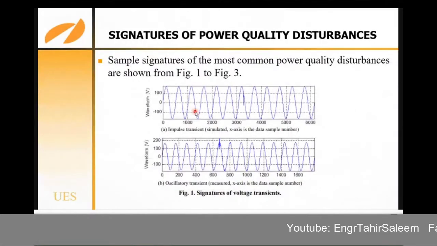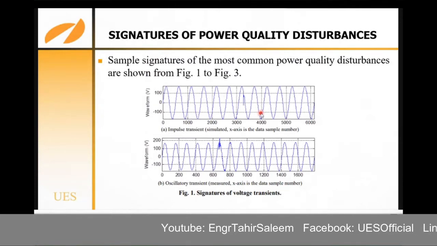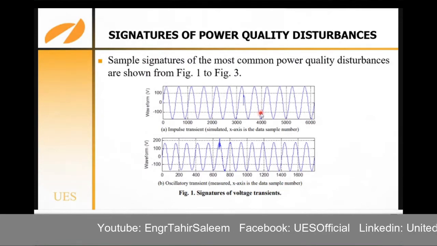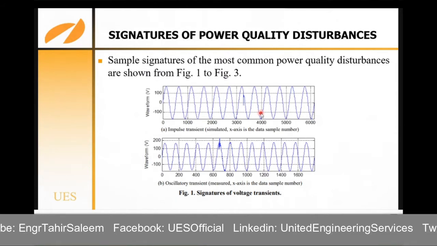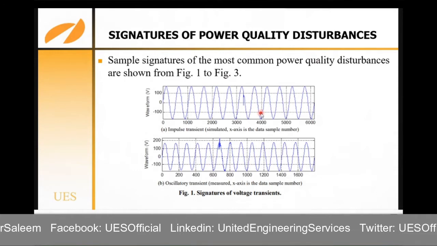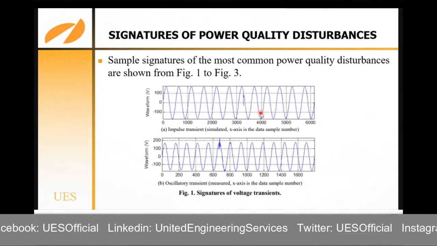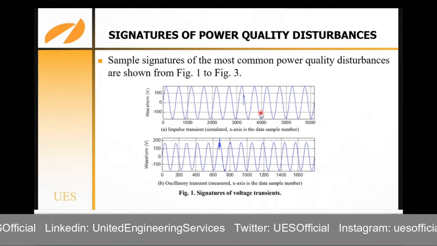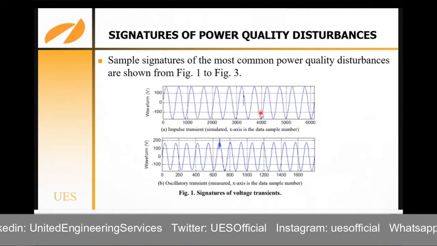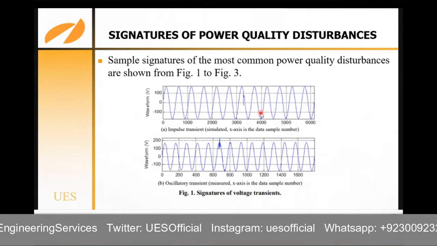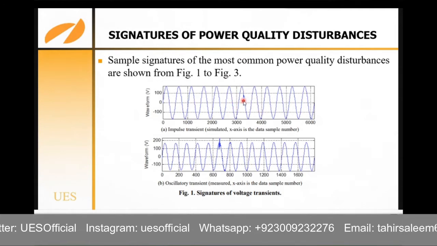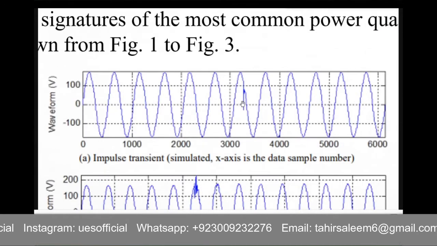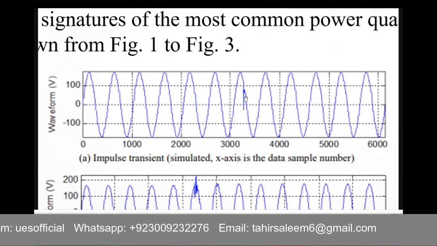Now, let me just give you an overview, an introductory and elementary view of sample signatures that can be seen if you are evaluating, if you are taking the readings for any power quality disturbances. As shown in the figure, there are two pictures you can see. The upper one, A, is an impulse transient, and the second one is an oscillatory transient. In the impulse transient, as you can see here, there is a change in voltage.